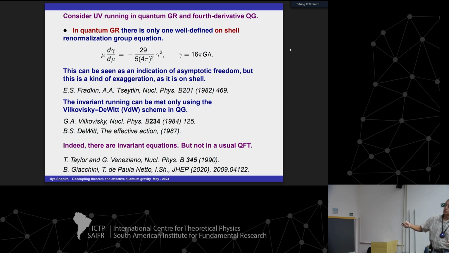So, is it possible to get a well-defined result here? Yes. For this, you need to use an alternative construction for the quantum field theory. It's called the Vilkovisky-DeWitt unique effective action. The calculations were done for the first time by Taylor and Veneziano, and recently we did them with Breno Giacchini and Tibério de Paula Netto.